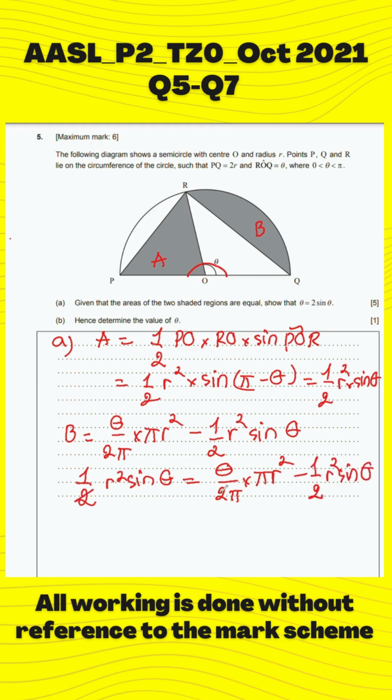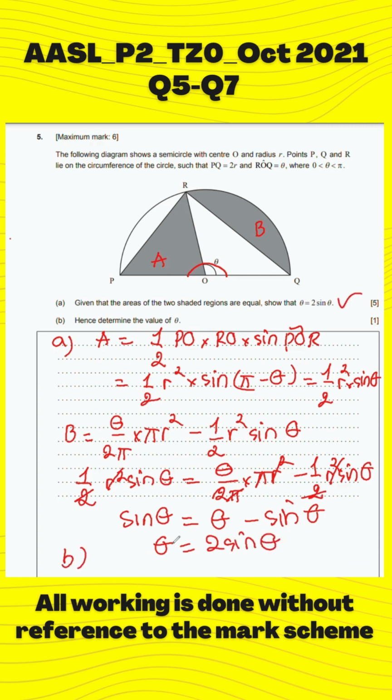We can simplify these two, pi with pi, and this R squared. So what is left? We have sin theta equal to theta minus sin theta. So theta will equal 2 sine of theta. B. Determine the value of theta. So I put this one into GDC. I move this to the right side, so this will be 0, and I find the x-intercept of this function. So we have theta nearly 1.90 radian.